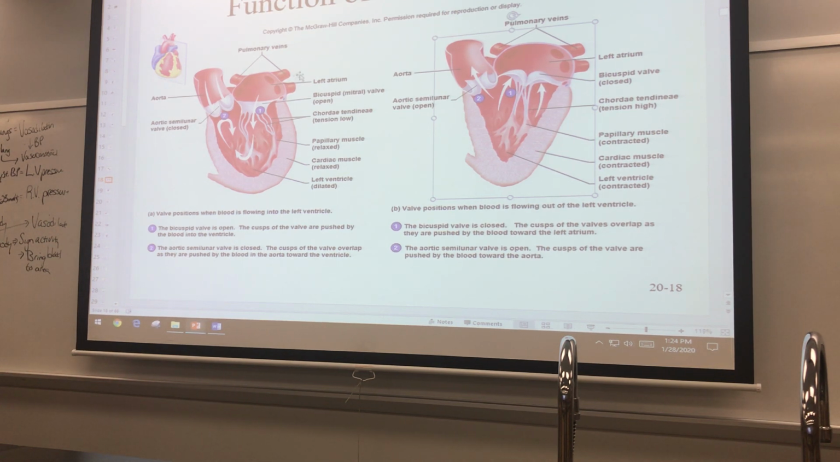Again, the lungs bring oxygenated blood into the left atrium by way of the pulmonary veins. In the left atrium, it goes past the mitral valve to the left ventricle. The left ventricle contracts and ejects blood into the aorta. In the process, it moves through the aortic valve.